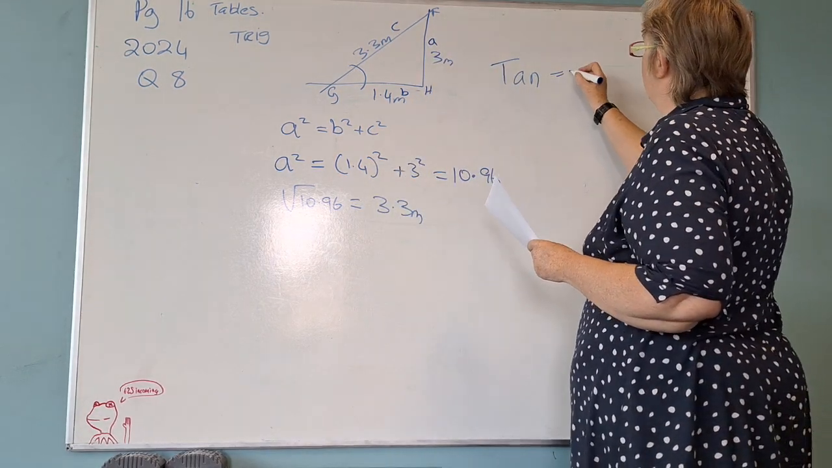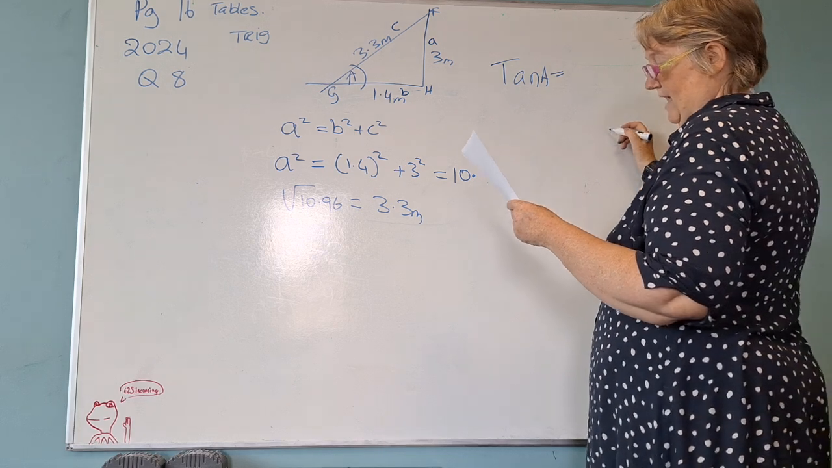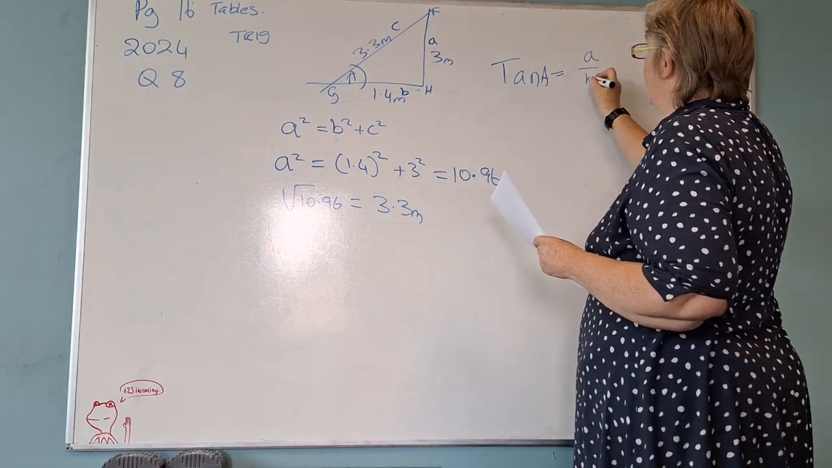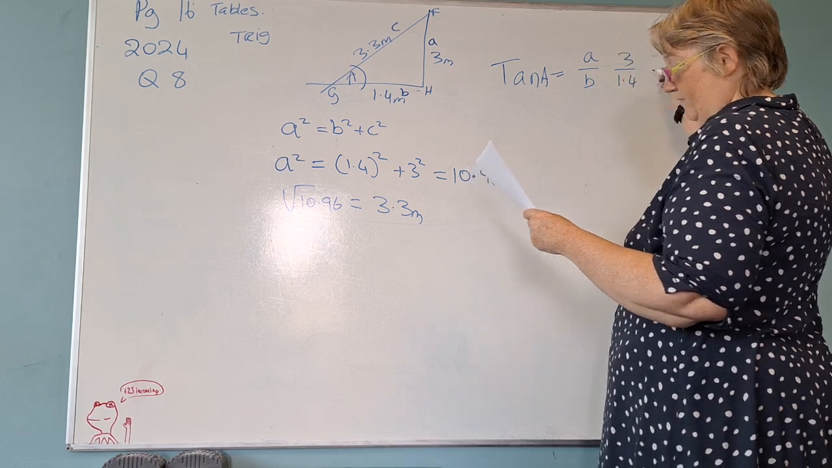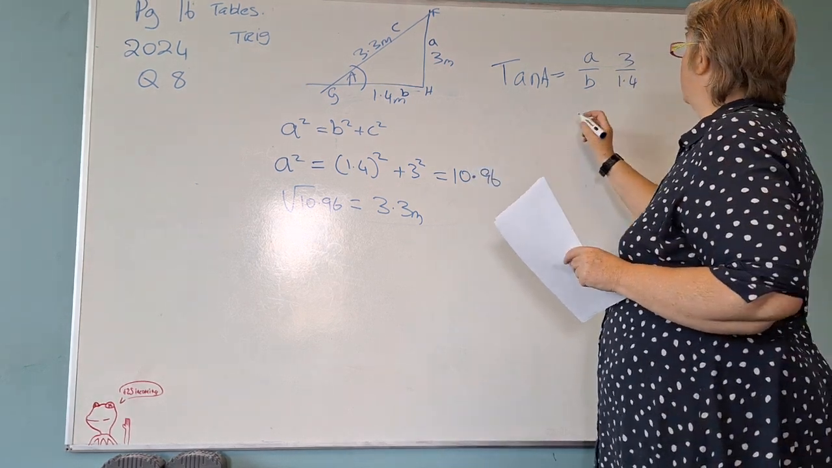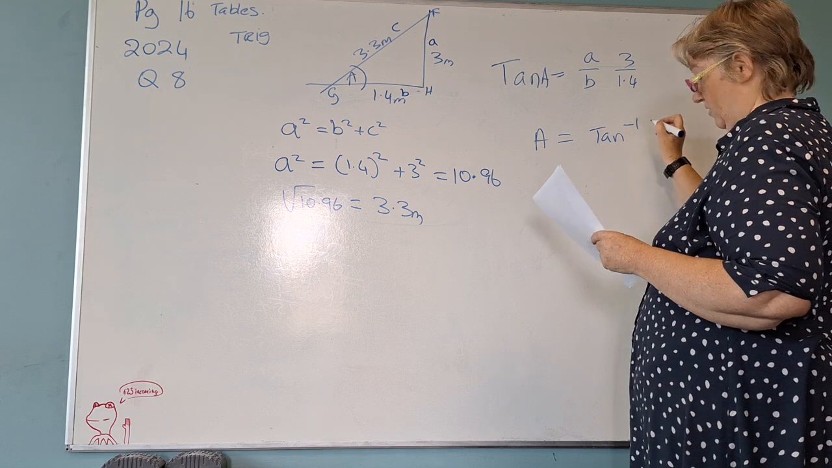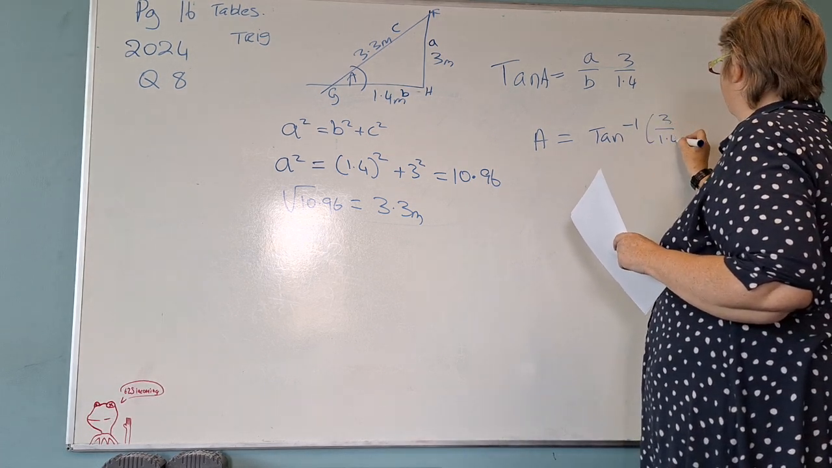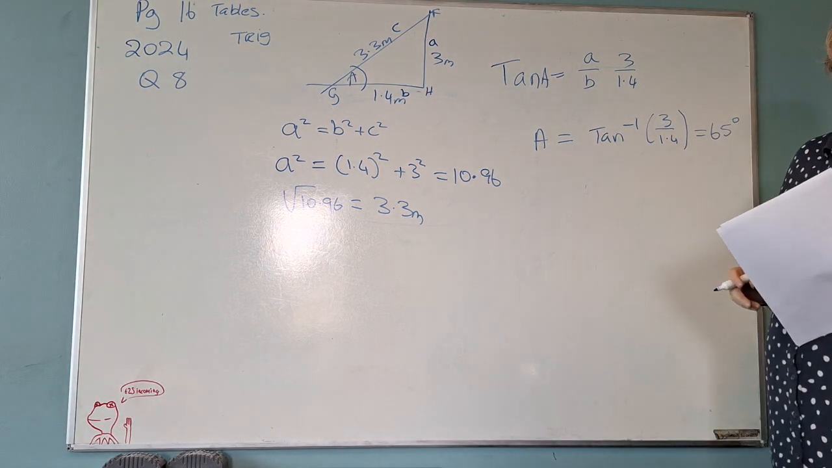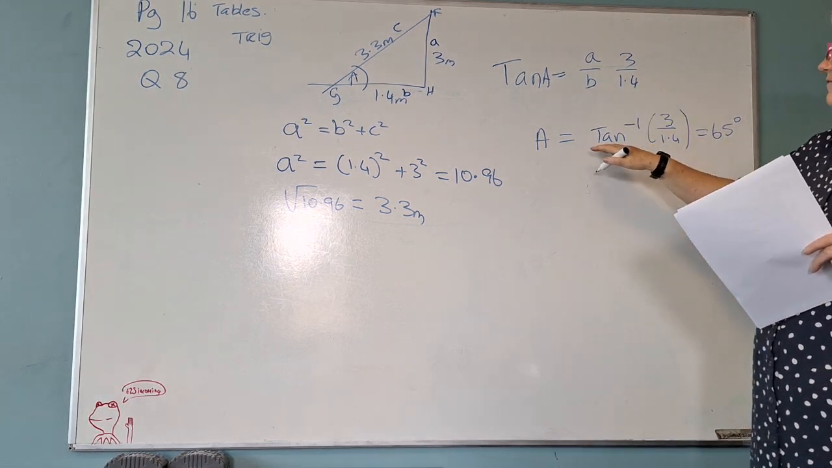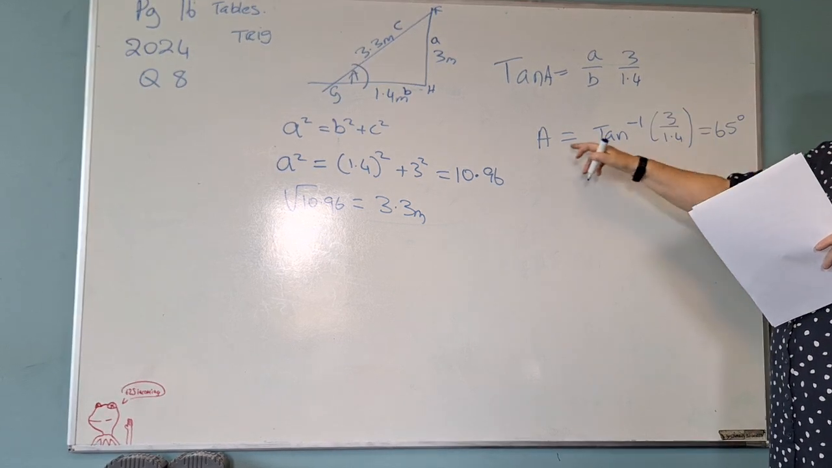So the tan of your angle, we'll call that A, is the A over B. So it is 3 over 1.4. And then once you have that, that's the tan of the angle. You want to get the angle, so the angle is tan minus 1 of 3 over 1.4. You just put that straight into your calculator and you will get 65 degrees. So remember, when you get the tan first, once you have the tan, you can do the inverse tan to get the angle. Tan minus 1 of what your tan is will give you your angle.